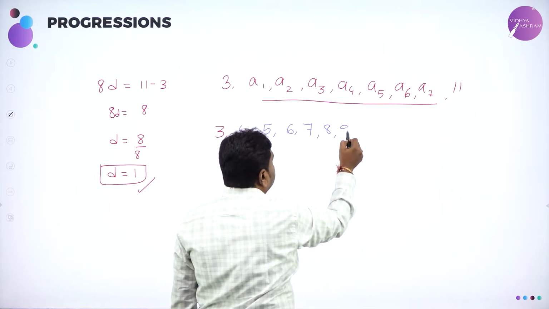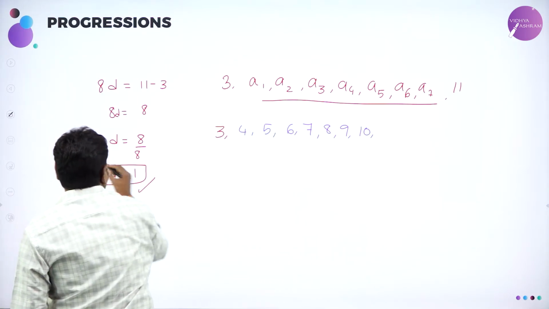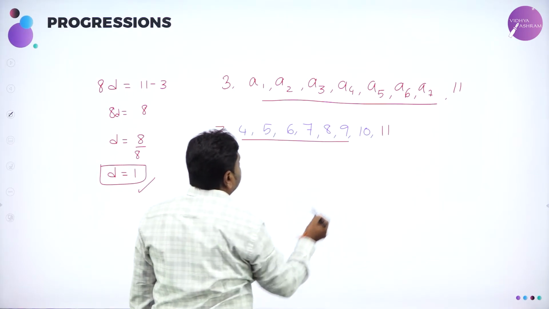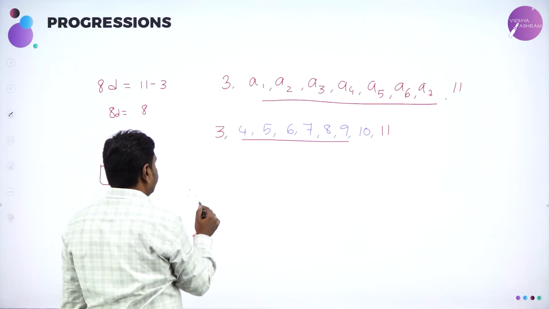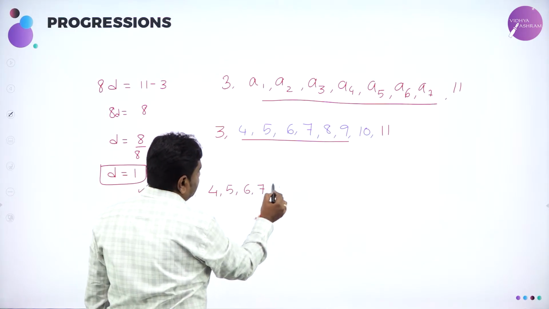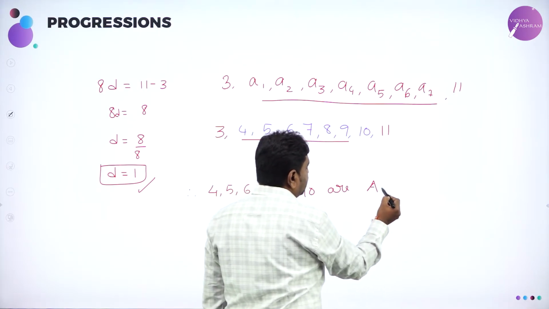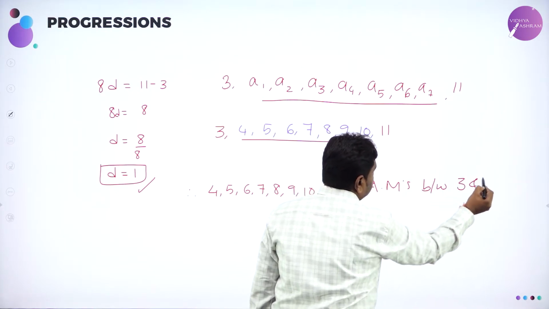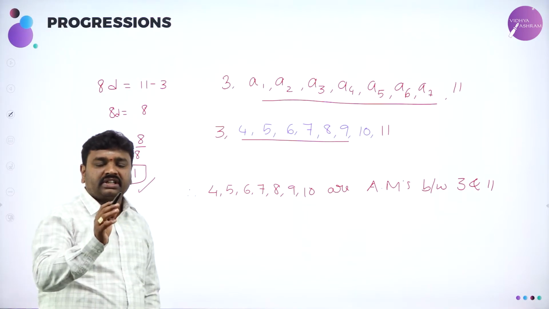7, 8, 9, 10 and 11 they have given, and we also got 11. So in between numbers, what are in between? 4, 5, 6, 7, 8, 9, 10. They are the arithmetic means. Therefore, 4, 5, 6, 7, 8, 9, 10 are the arithmetic means between 3 and 11. There are 7 arithmetic means. This is the answer. How to get arithmetic means?